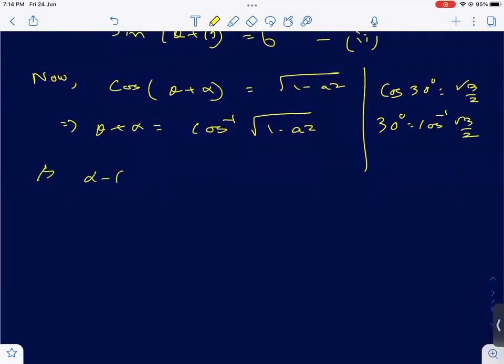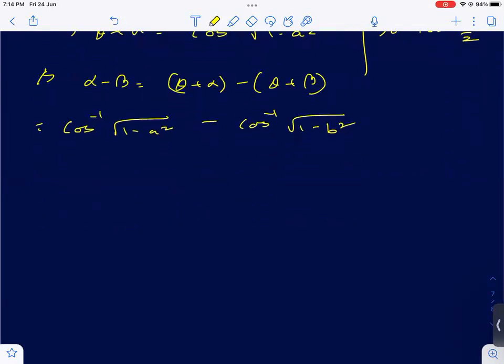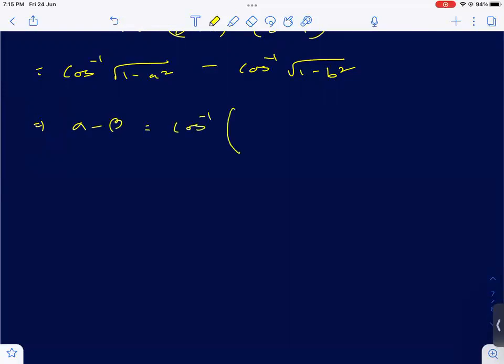And alpha minus beta can be written as theta plus alpha minus theta plus beta. Therefore, we can write this as cos inverse root over of 1 minus A square minus cos inverse root over 1 minus B square. This sum is for students who have covered all these things; it is not needed now for those who don't want to do it, because the cos inverse A minus cos inverse B formula is associated here. Therefore, alpha minus beta can be written using the formula of cos inverse A minus cos inverse B.